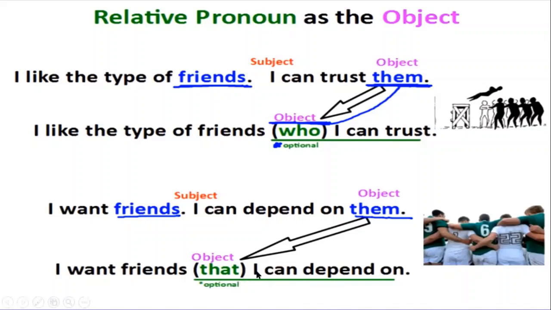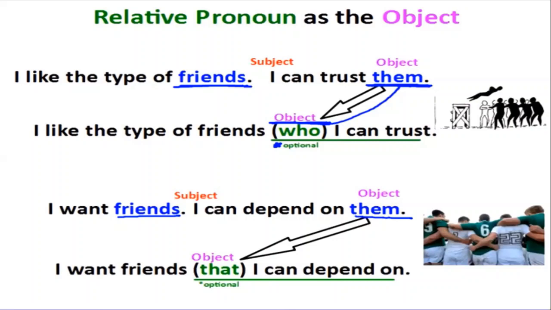Why not to me? Because I am the person, I am the subject, right? And friends, in this case, are the object that are receiving the action made by me. In this case, the action of depending on something or on somebody, right? So those are the 2 types of relative pronouns that we have, the subject one and the object one.